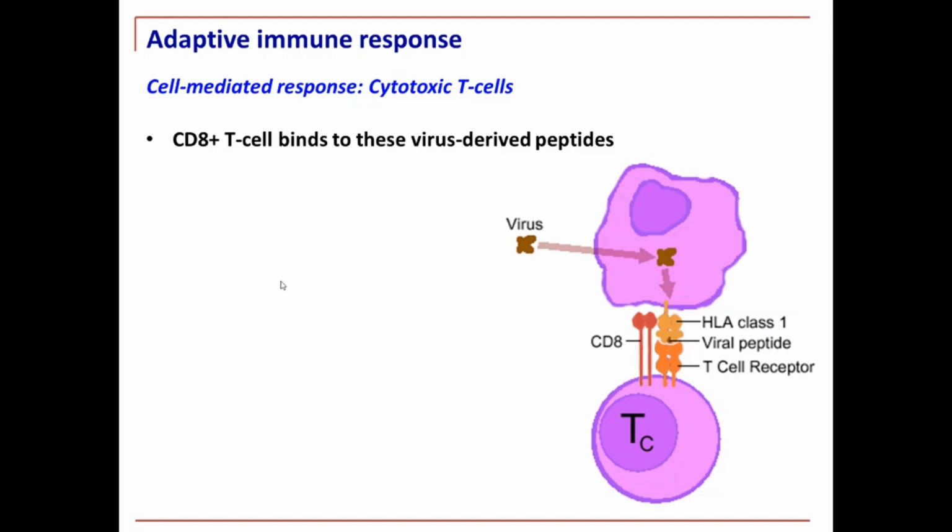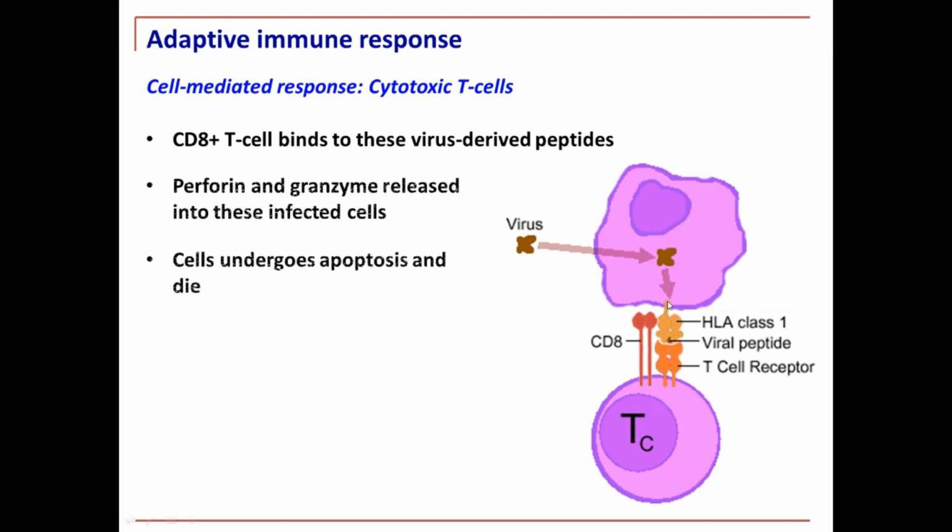So like I've said, when your CD8 positive cells, your cytotoxic T cells, bind to the virus-derived peptides, you've got a little complex going on. You've got your CD8 and various receptors. It doesn't really matter too much. But here's your cytotoxic T cell, there's your virus-infected cell, and there's your little peptide on the surface. The T lymphocyte releases perforin and granzyme into these infected cells, and the cells undergo apoptosis and die in a controlled way. Most T cells die, but some remain to form memory T cells.